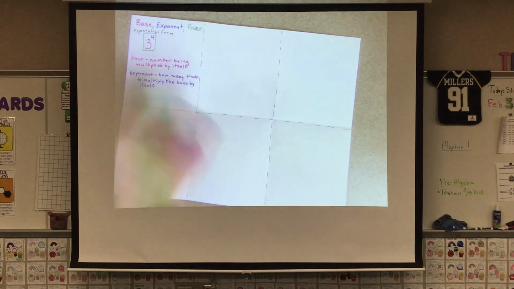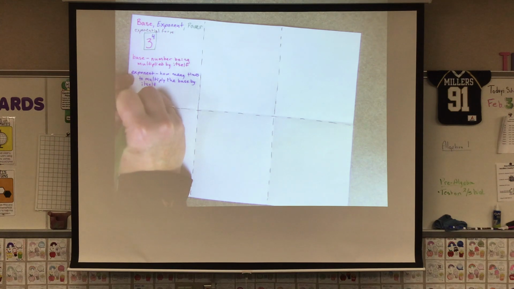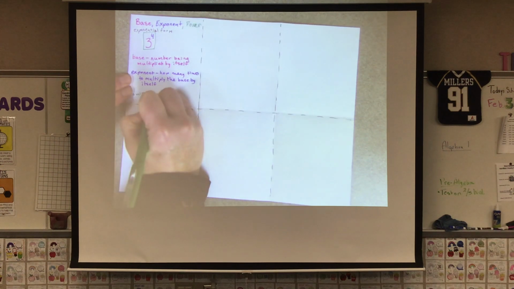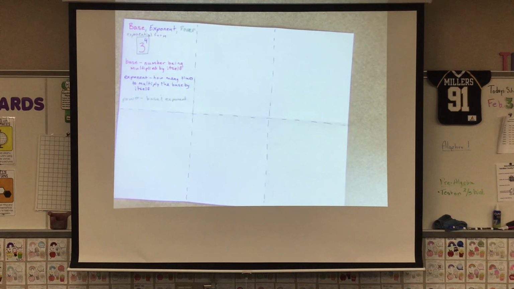And then our final thing, the 3 and the 4 together. So the base and the exponent together is called the power. Then that is the base and the exponent together. So that is exponential form.